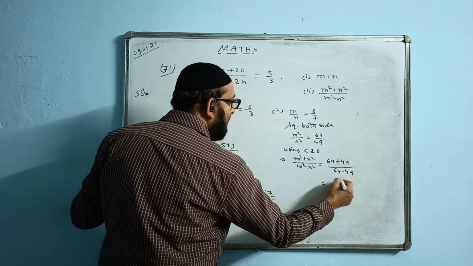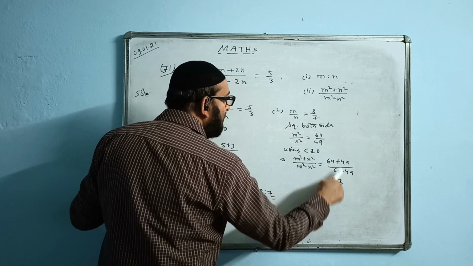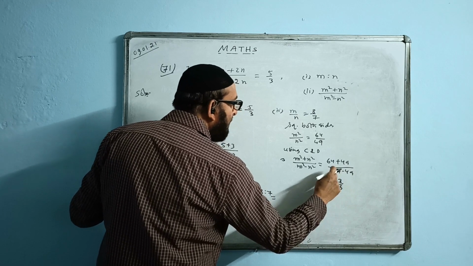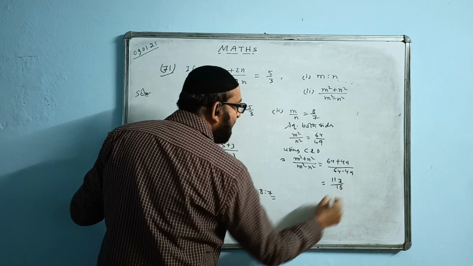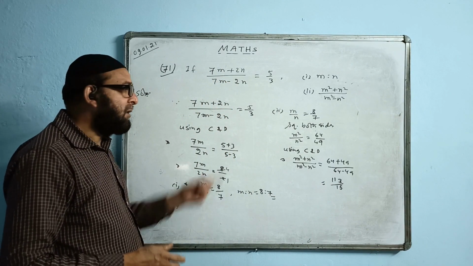Let us find the answer. 9 and 4 is 13, 113. Subtract. 14 minus 9 is 5. 5 minus 15. Does it cancel? If it doesn't cancel, this is the answer. I think it does not cancel.